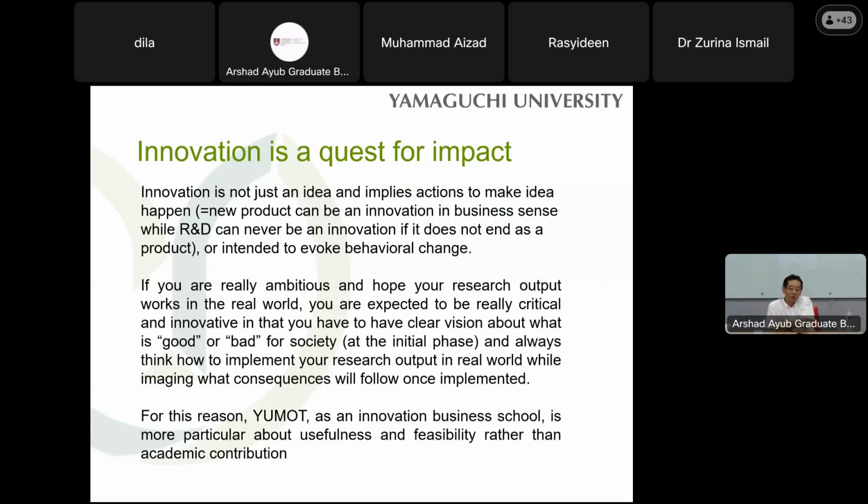Our school, the innovation and practical school, is very particular about usefulness and feasibility rather than contribution. Whether the researchers and our students are really determined to do their research output or not. That's what innovation means for us.